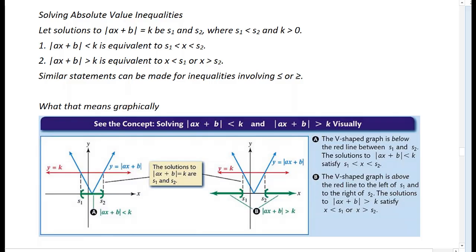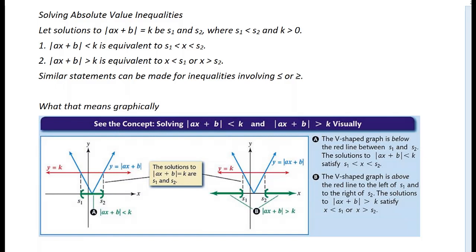Okay, so we've solved linear absolute value equations. Now we're going to look at linear absolute value inequalities, just like we did with regular linear equations. We solved those, then we solved inequalities. With the absolute value, it's a little trickier because there are two ways to do it. It depends on if you're greater than or less than.